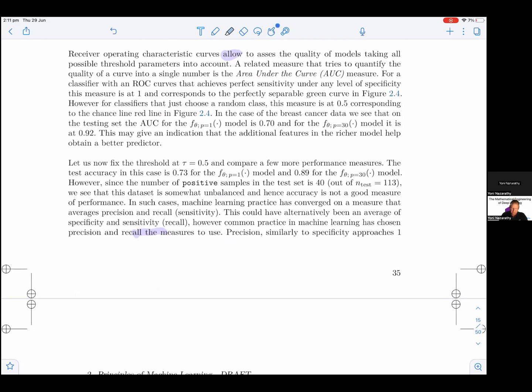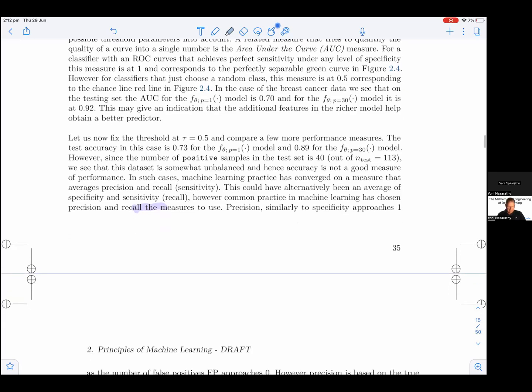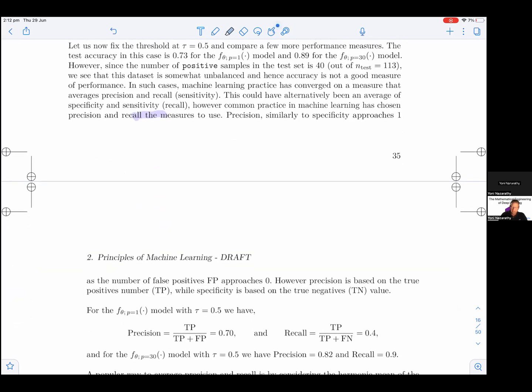In the case of the breast cancer data, we see that on the testing set, the AUC for the p equals 1 model is 0.7, and for the p equals 30 model, it is 0.92. This may give an indication that the additional features in the richer model help obtain a better predictor. Let us now fix the threshold tau equals 0.5 and compare a few more performance measures. The test accuracy in this case is 0.73 for p equals 1 and 0.89 for p equals 30. However, since the number of positive samples in the test set is 40 out of 113, this data set is somewhat unbalanced, and hence accuracy is not a good measure of performance.